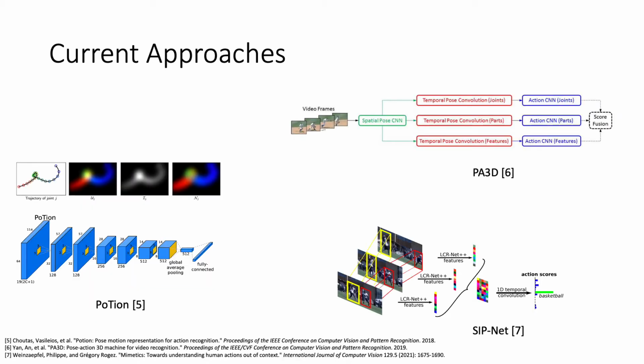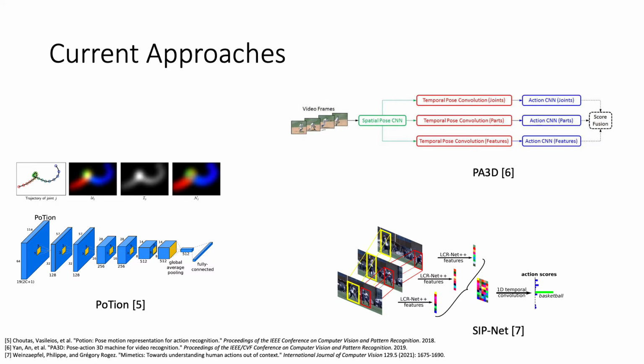Some of the past works in this area include works like Potion, which develops a new pose encoding and a model for joint-based action recognition. In PA3D, the authors propose a new framework with a novel temporal pose convolution to improve performance. SIPNet extracts features from the pose extractor and applies 1D temporal convolution to infer activities. While the field has made impressive strides, there are still a few issues with these systems which we try to address in our work.